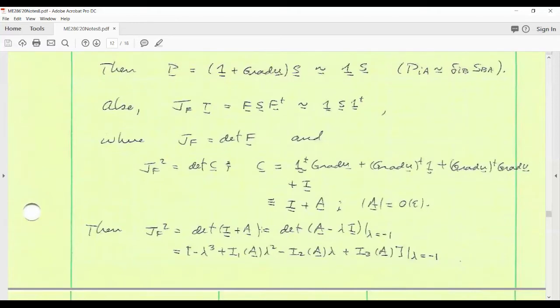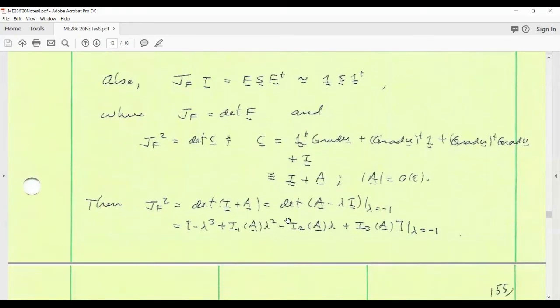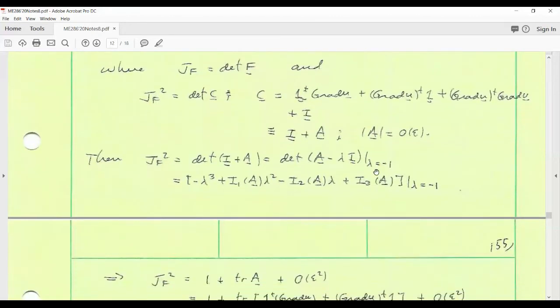And to remind you how to work that out, let's write that as det of A minus lambda times identity with lambda equal -1. Because this determinant, you remember from continuum mechanics, is the characteristic equation for the eigenvalues lambda of a symmetric tensor: minus lambda cubed, plus I1, the first invariant of A, which is the trace, times lambda squared, minus the second invariant times lambda, plus the third invariant, which is the determinant of A, all evaluated at lambda equal -1. And we just need to approximate this for small norm A.